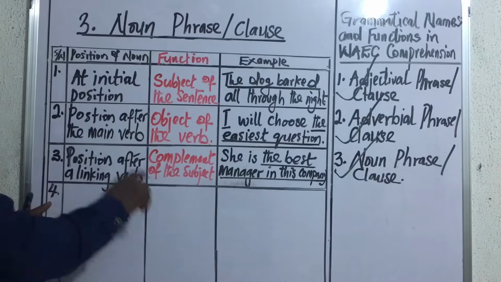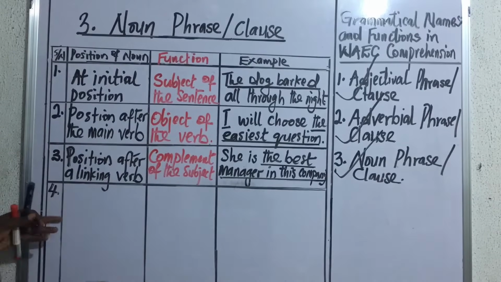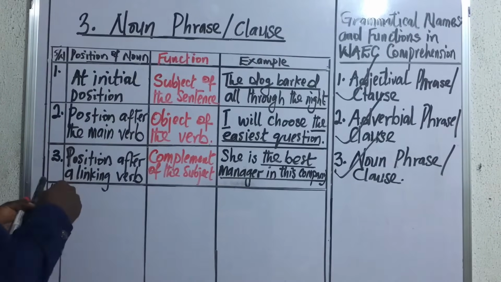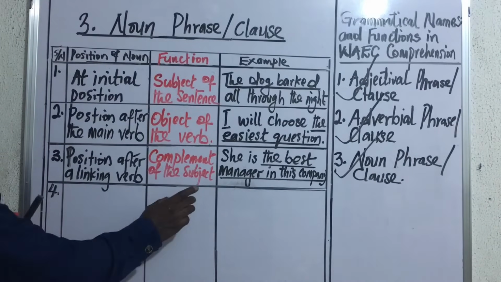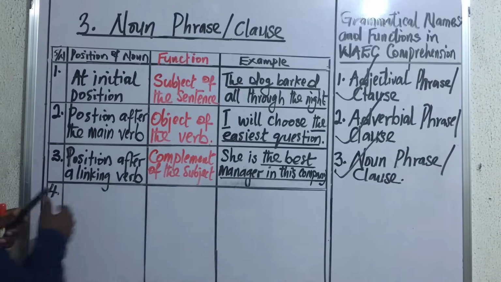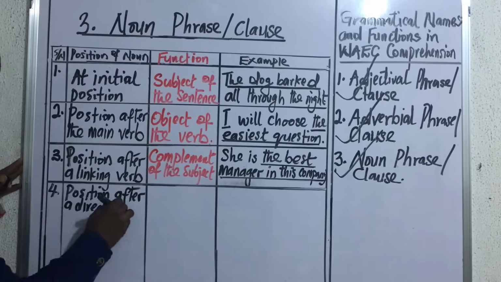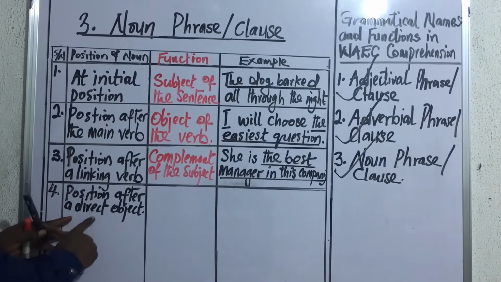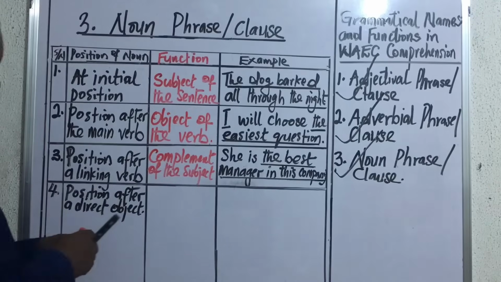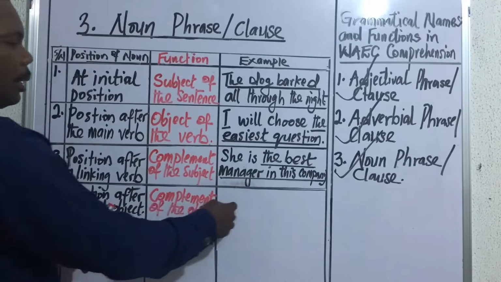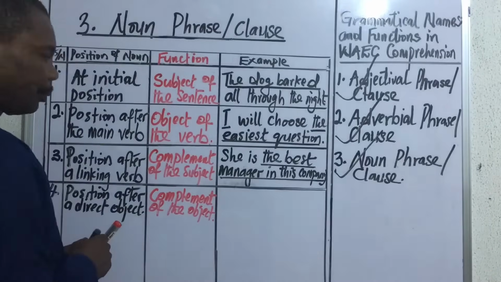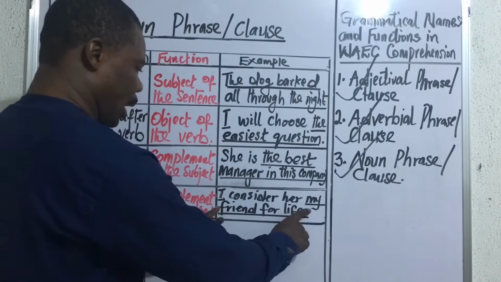Number 4, position after the direct object. When the noun comes after a direct object, then the function is complement of the object. Let us see what we mean. When a noun comes after a direct object, then the function is complement of the object. Now, let's have an example. This is what we have.